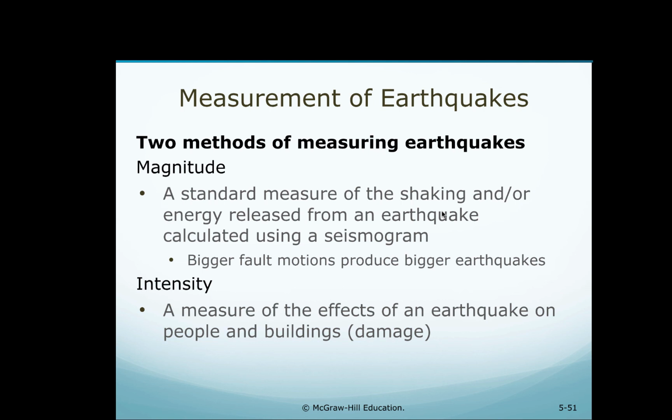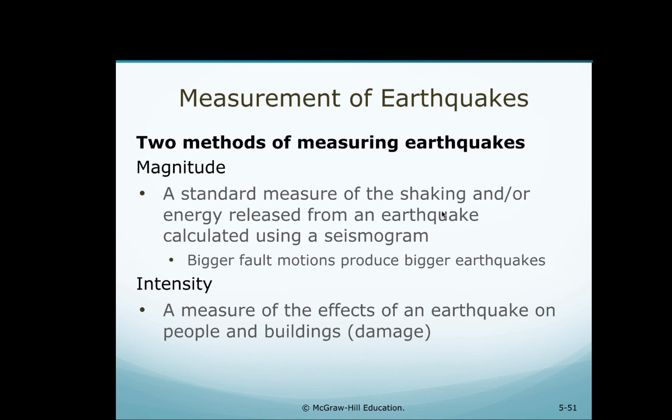There are two methods of measuring earthquakes: the magnitude and the intensity. The magnitude is the standard measure of the shaking and/or energy released from an earthquake, calculated using a seismogram. The bigger fault motions produce bigger earthquakes. The intensity is the measurement of the effects of an earthquake on the people and the building, or the damage. So, the magnitude is how much shaking has occurred.